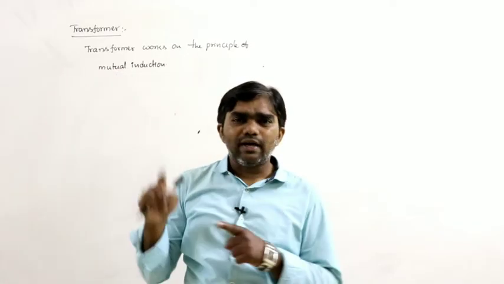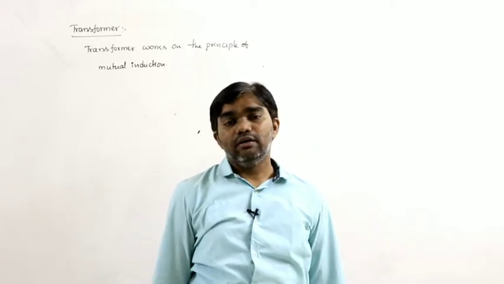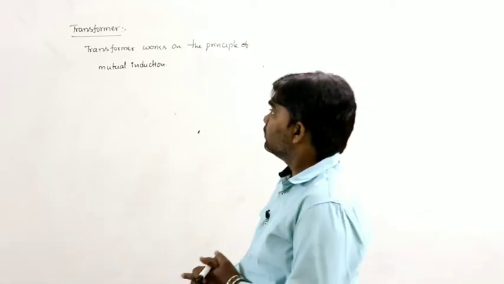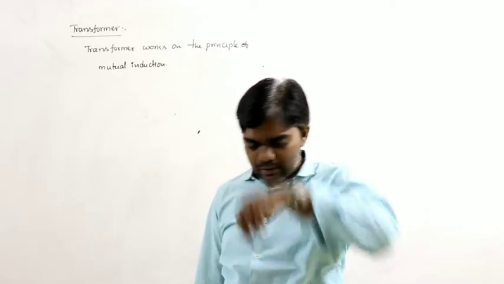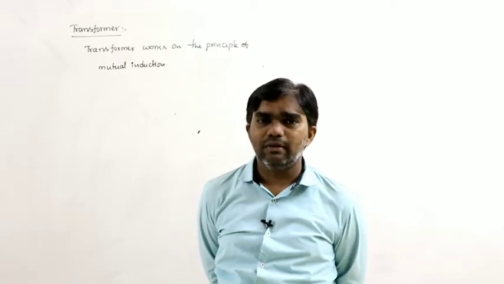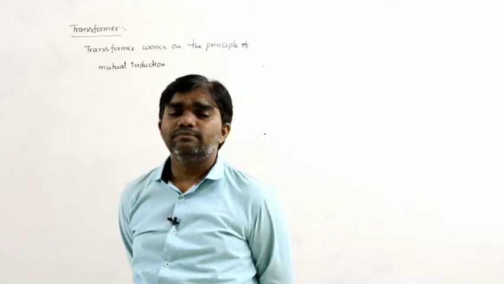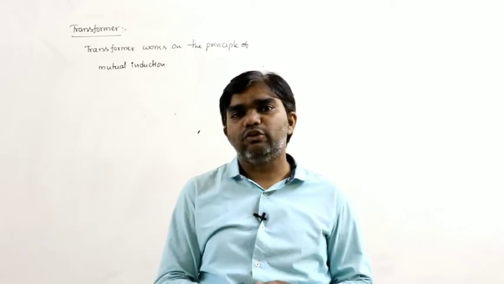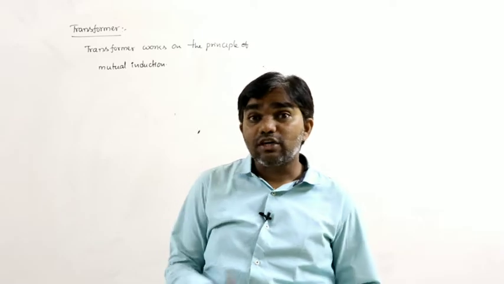Mutual induction means if the current passing through the primary coil changes, an EMF is induced in the secondary coil. So that is mutual induction, and the transformer works on this mutual induction. So what is the use of this transformer? According to this concept, it transfers the voltage from the primary circuit to the secondary circuit without loss of any power. That concept is called an ideal transformer.